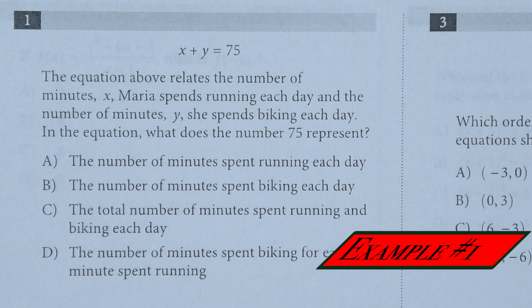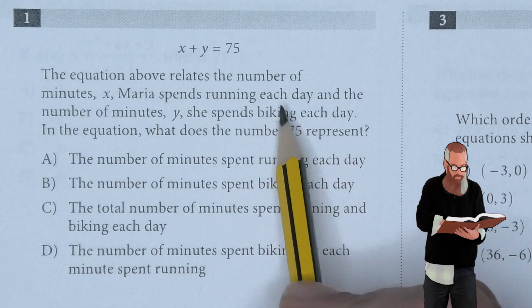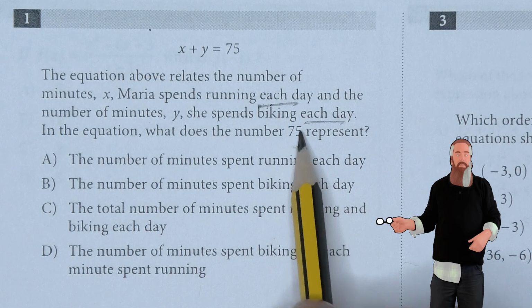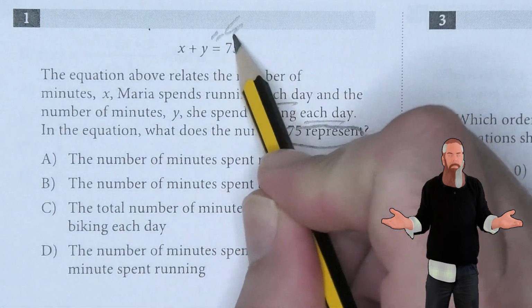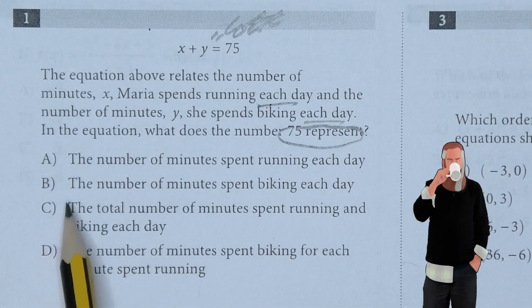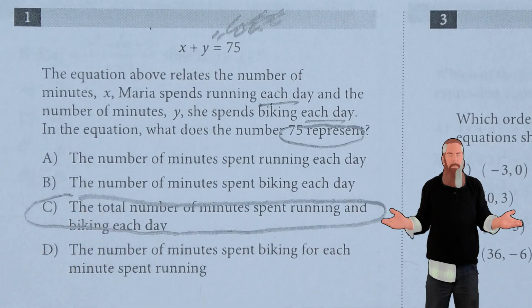The equation above relates the number of minutes x Maria spends running each day and the number of minutes y she spends biking each day. In the equation, what does the number 75 represent? So in both of these, we're talking about each day. Now, the question is, what does 75 represent? Well, that's going to be a total. So we're looking for a total of something. And the only one that starts with the idea of a total is C. So C is the answer.